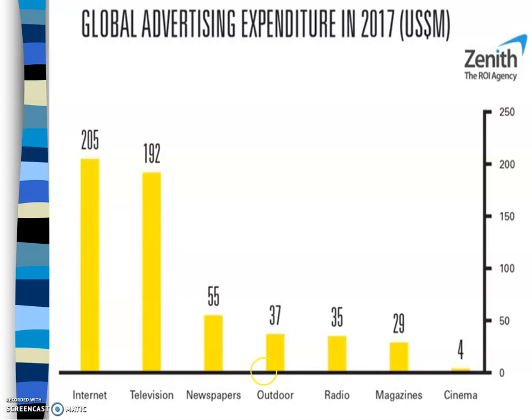And just another look here, it shows that in 2017, in terms of global advertising expenditure, internet is actually the dominant one, which is not unexpected, right? Because people, almost from the time you wake up in the morning till the time you go to bed, you've got your cell phone in your hand. And even in my class, and maybe even right now, you're either watching this on your cell phone or you have your cell phone right next to you.